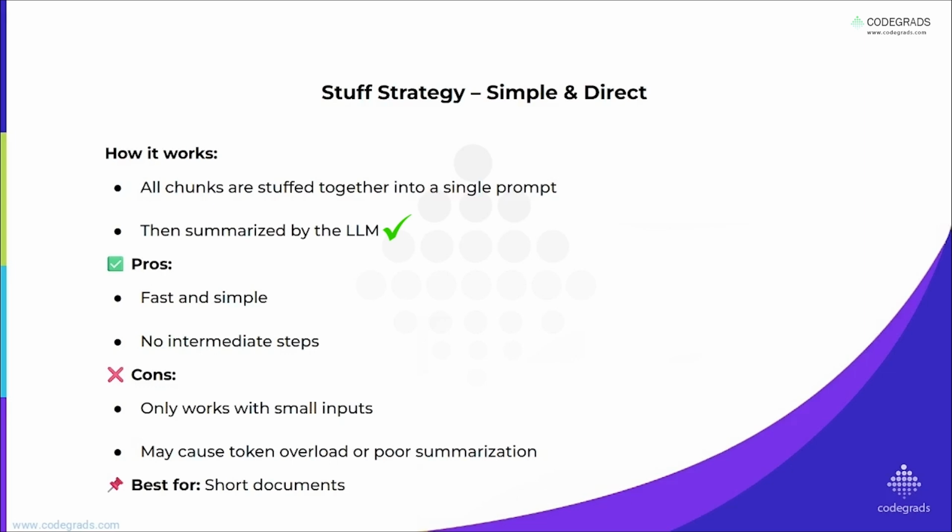The advantages are that it is fast and simple, and no intermediate steps are there. The disadvantage is that it only works with small input, and it may cause token overload or poor summarization. As we are feeding all the data in one go, if the document is too large it can cause token overload or poor summarization. You can think of it like giving the whole article to a friend and asking them to summarize it all at once. That can be an example. It is best for short documents.